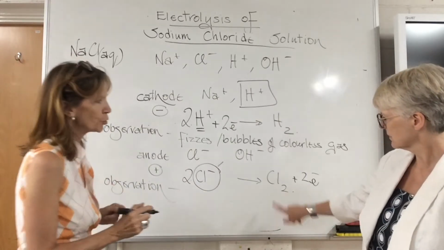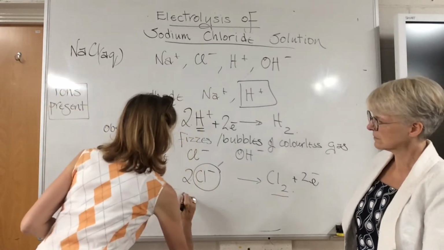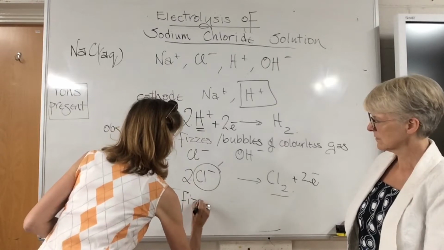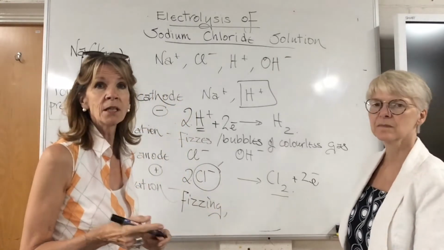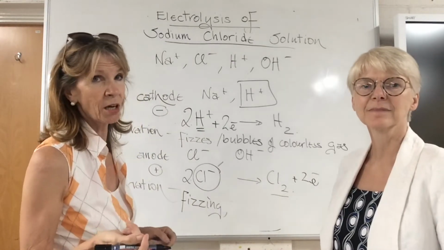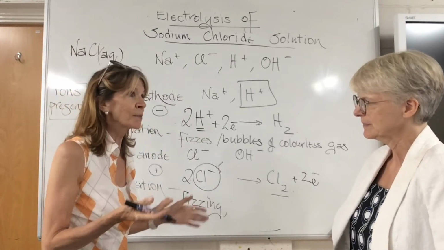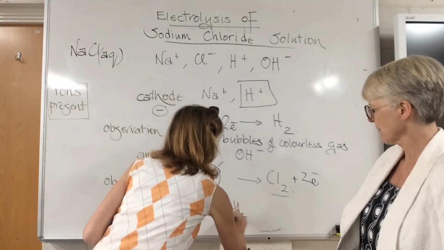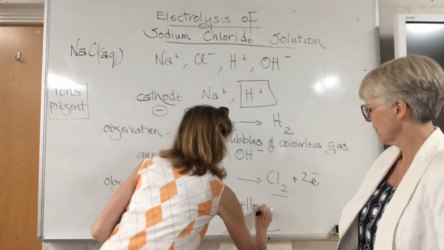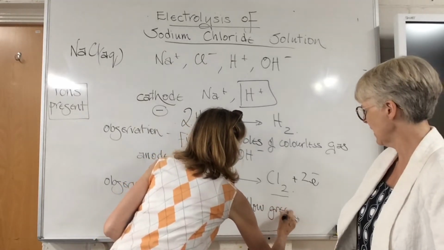And what about at the anode? Well, chlorine we know is a gas, so you will see fizzing. The difference here is chlorine is a yellow-green colour. Okay. So you have to mention yellow-green. You must put the colour in. Bubbles of a yellow-green gas.